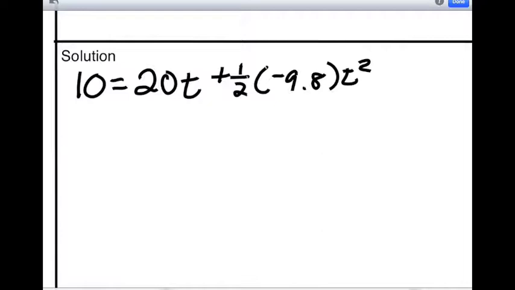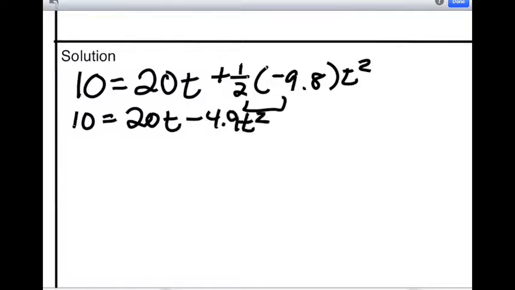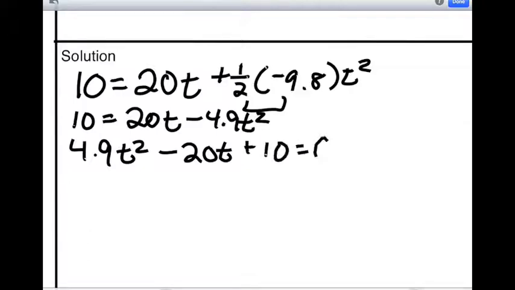So now let's take a look. We're going to go ahead and rearrange this thing. First we're going to multiply this out, and when we do that we're going to get 10 equals 20t minus 4.9 t squared. So now we're going to move everything over to one side. We're going to say 4.9 t squared minus 20t plus 10 equals 0. What we did is we moved these to the other side. When we did that, we had to change the sign, so negative became plus, plus became negative. Now this is in the format for a quadratic equation.